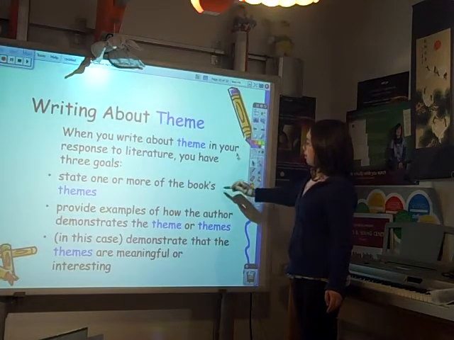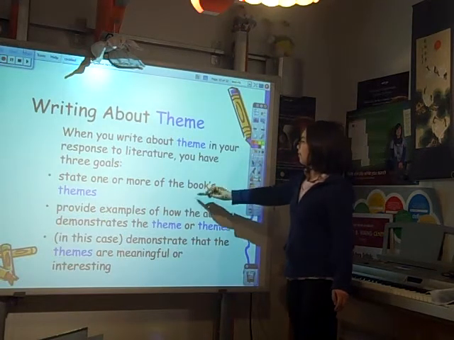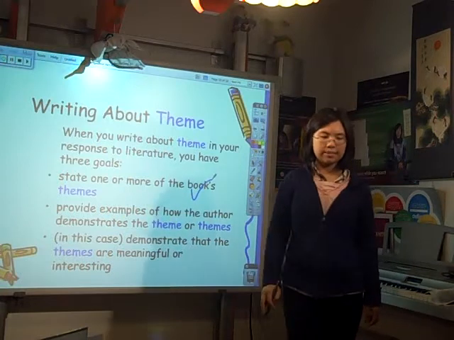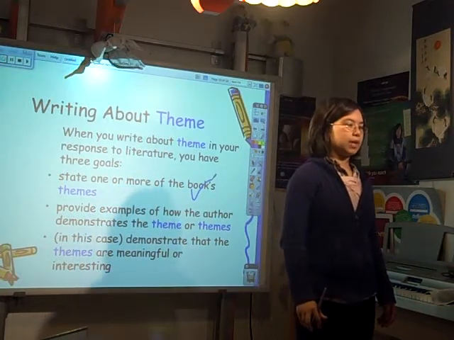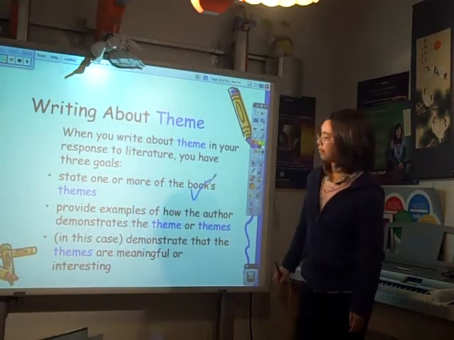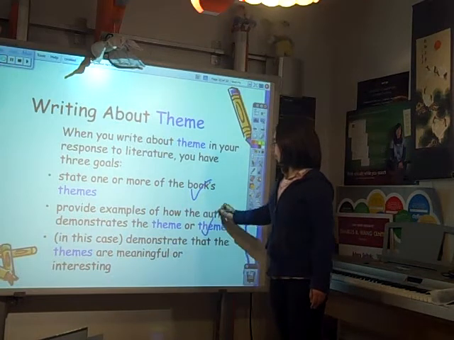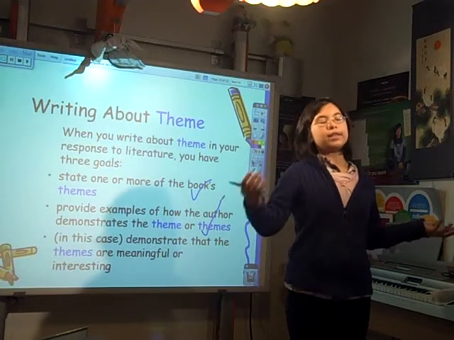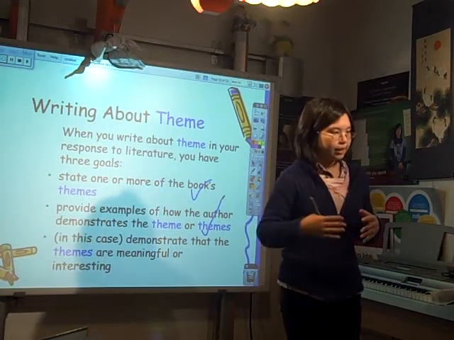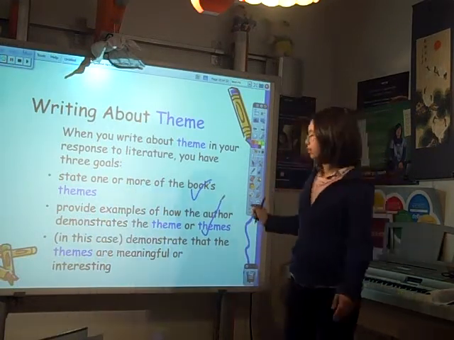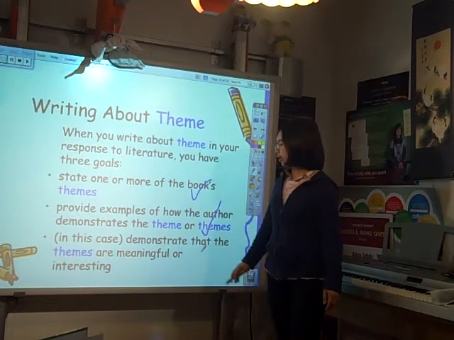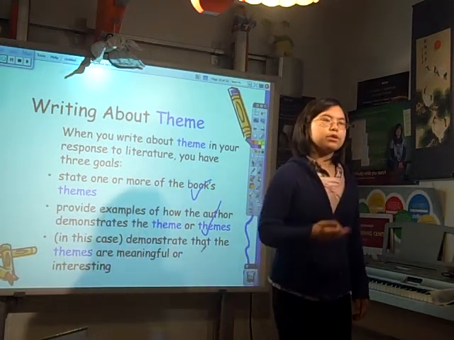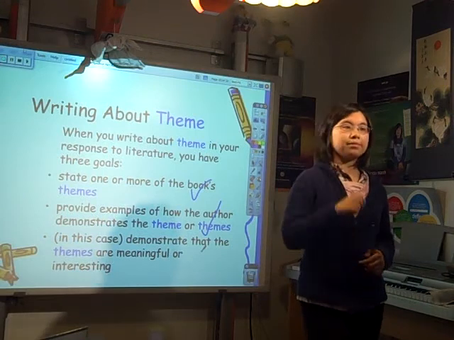Okay, and so once you have thought of one of the book's themes, so for instance, the difference between kid reality and adult reality, you provide examples of how the author demonstrates the theme or themes. Calvin thinks one thing, his parents who are adults think another thing, they really see differently. Then you would want to demonstrate that the themes are meaningful or interesting. So what's so special about a theme in your book?